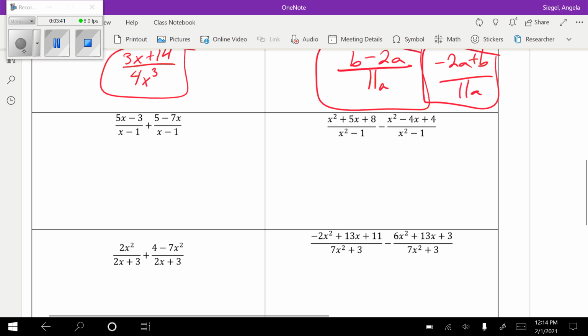Okay, so notice that these next 4 all have the same denominator. So see if you can just combine like terms and get your answer.